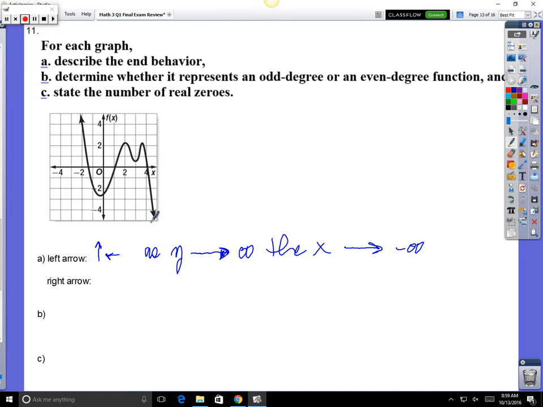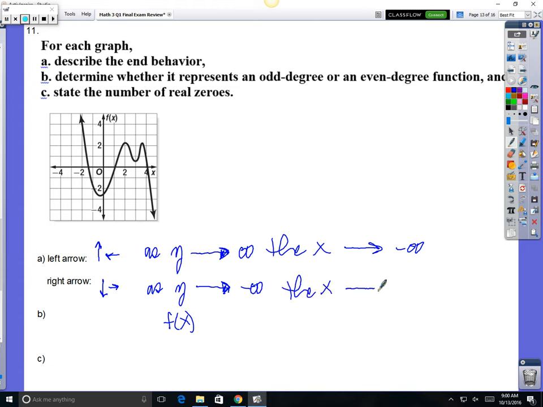Okay, the right arrow, this one right here, it goes down and right. So as the y goes down, or instead of y, they could put f of x, that's the same thing. So as f of x goes, where are we going? The y is going down, so that's negative infinity. The x approaches positive infinity. Okay, B. Determine whether it represents an odd or an even.